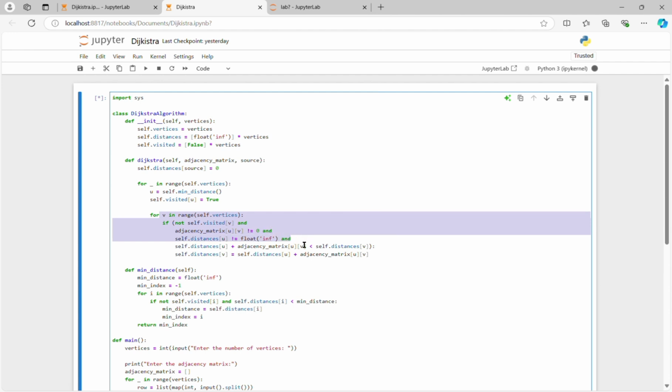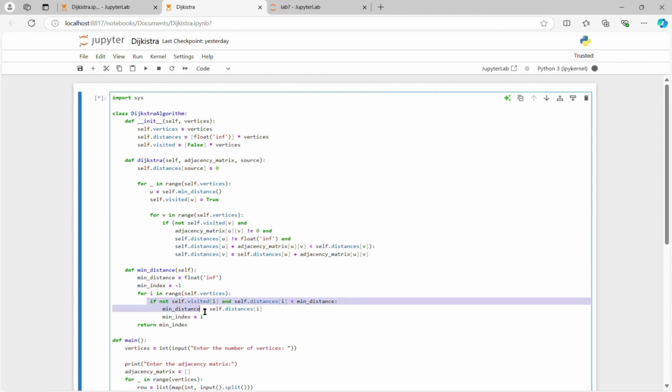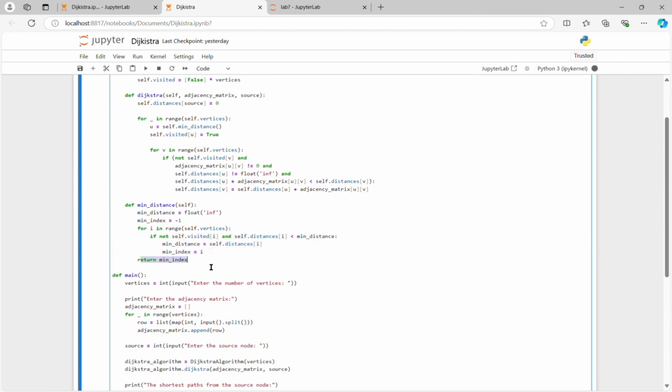The min distance method finds the vertex with the smallest distance that hasn't been visited. It initializes the min distance to infinity and the min index to -1. It iterates over all vertices to find the minimum distance vertex, and returns the index of that vertex.